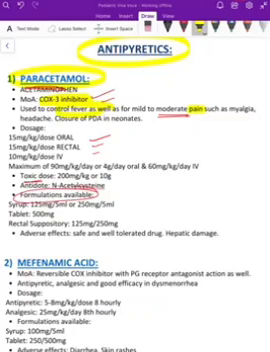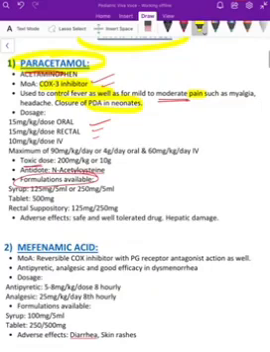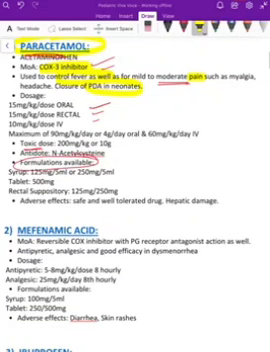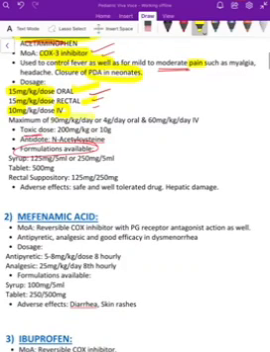In neonates it is used to close patent ductus arteriosus when it is causing hemodynamic instability, mainly in the preterms. What is the dosage? 15 mg per kg per dose orally. Rectal, again 15 mg per kg per dose, and IV, 10 mg per kg per dose. Maximum of 90 mg per kg per day or 4 grams per day oral, and 60 mg per kg per day IV.